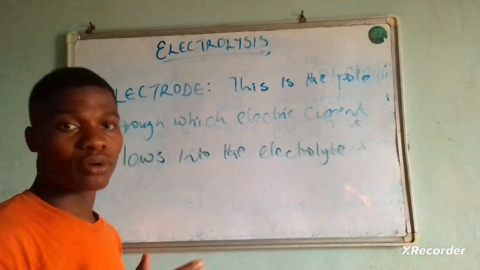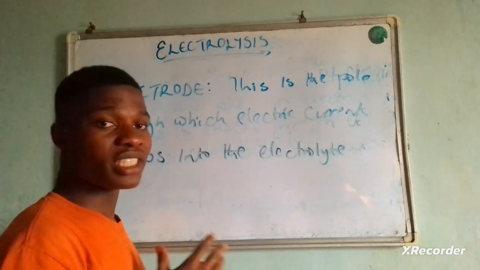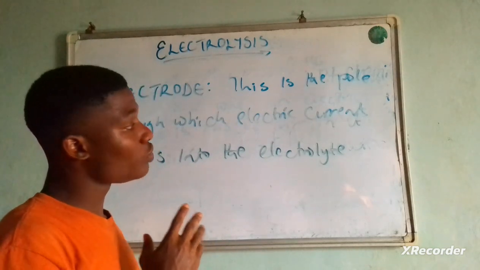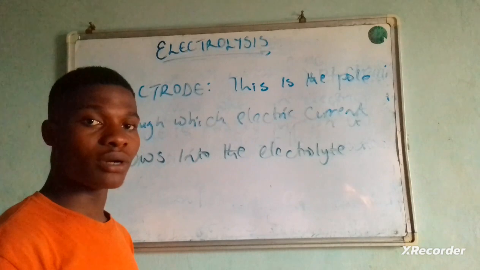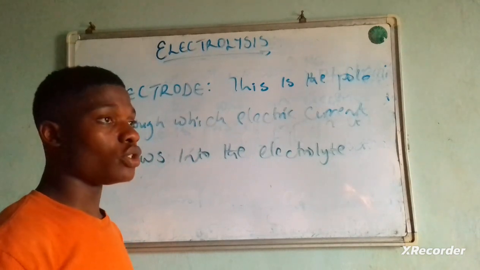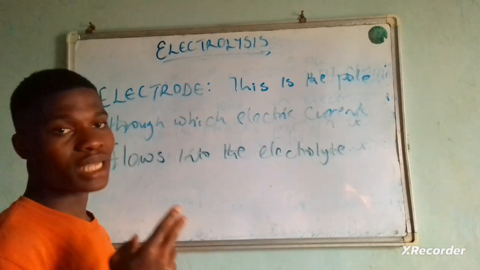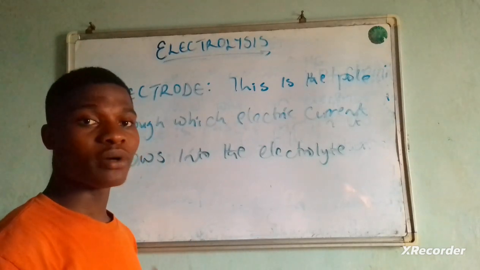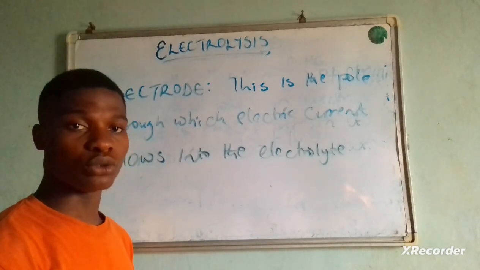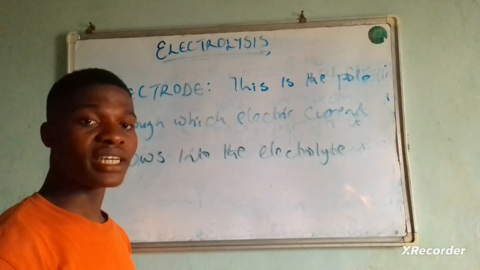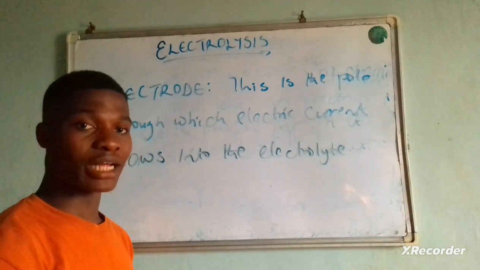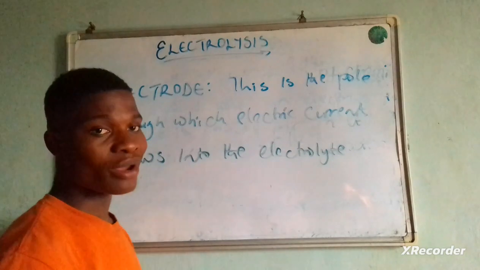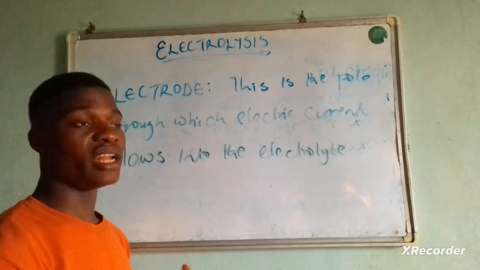So this is it. Electrode is a pole, negative or positive, through which electric current flows into the electrolyte during electrolysis. Now talking about the electrode, we have two types: the positive and the negative. The positive has a name which is the anode, while the negative has the name which is cathode. So we have cathode and we have anode. These are types of electrode.